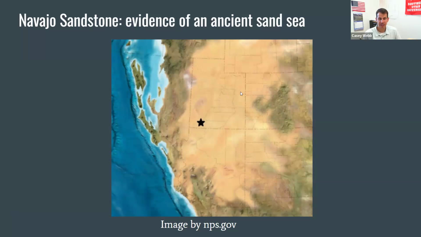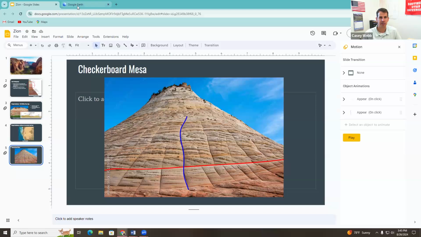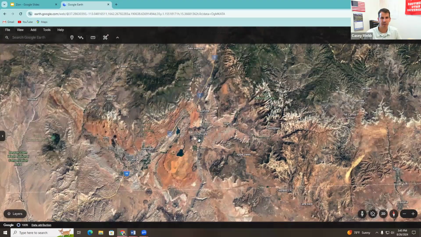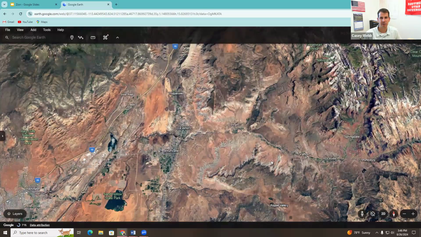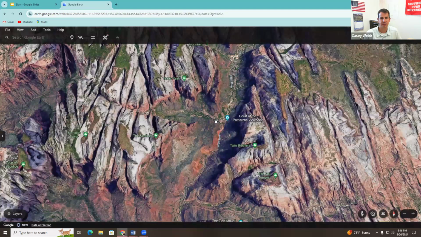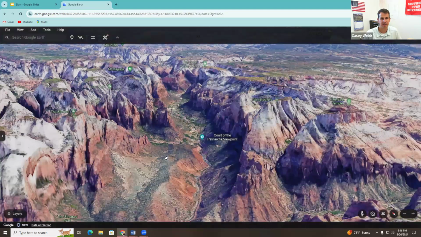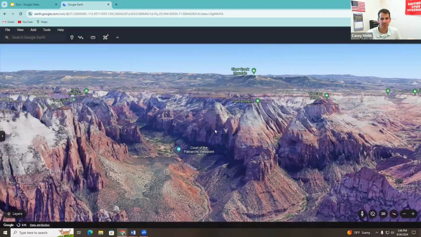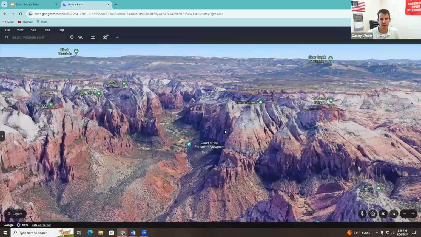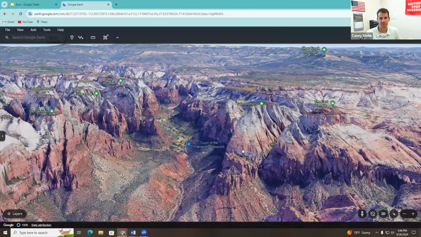Okay, so now let's think about how this might relate to the overall landscape of Zion National Park. Zion is located northeast of St. George. We can see these really prominent, almost rounded cliffs throughout the park. Those cliffs are composed of that Navajo sandstone.